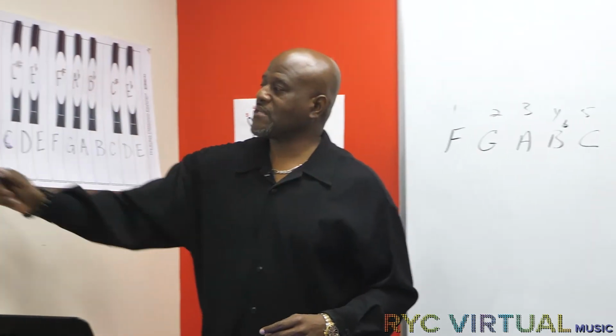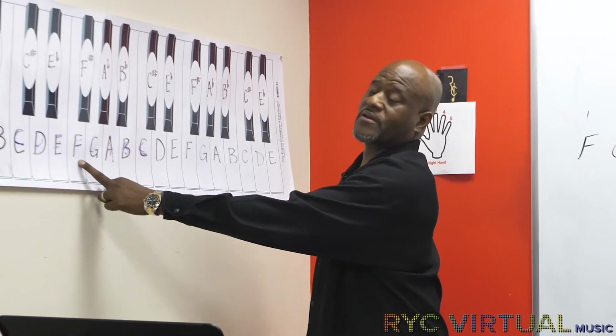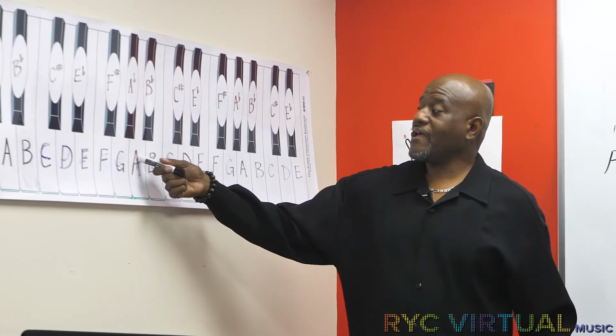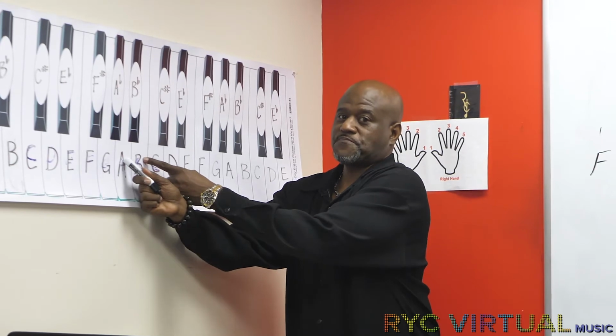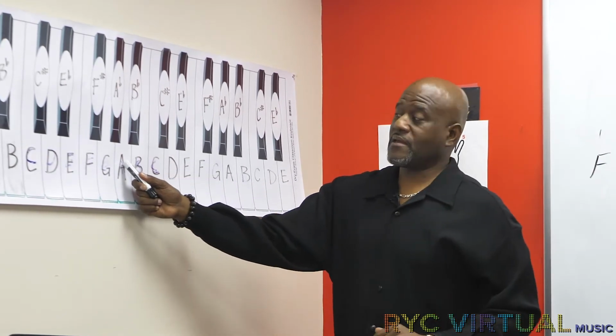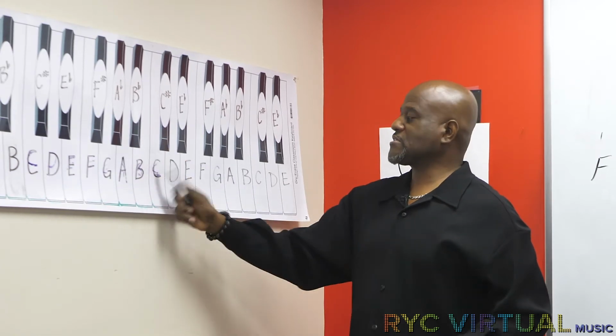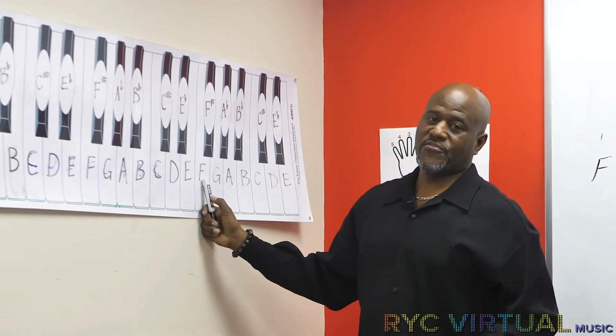So 3 black notes to the left, there's my F. So my scale is going to start on F. We already say we do F, G, A, but I don't play the B. I'm going to skip over the B, and I'm going to play the B flat. Then I go to C, D, E, and I'm back to F.